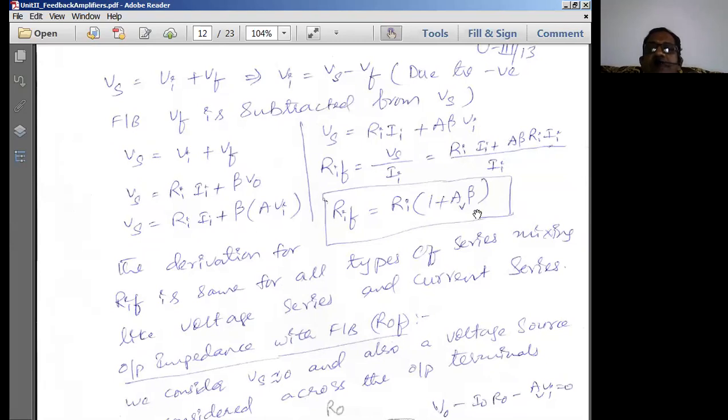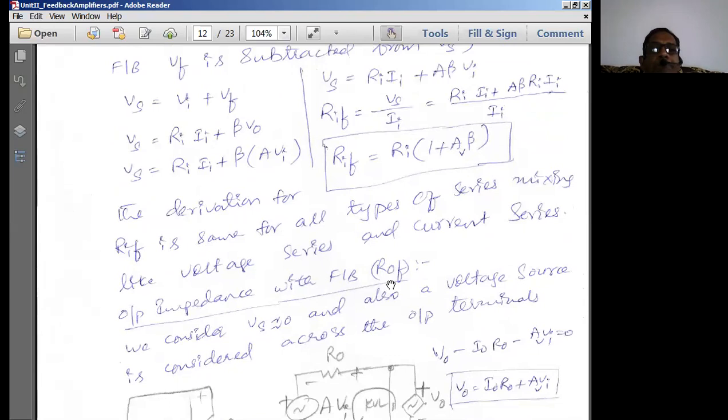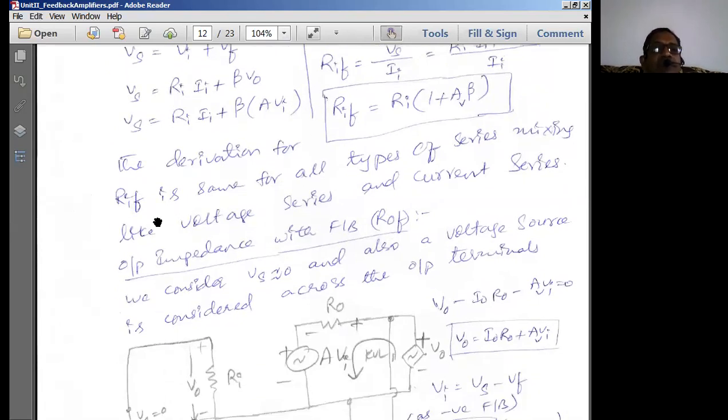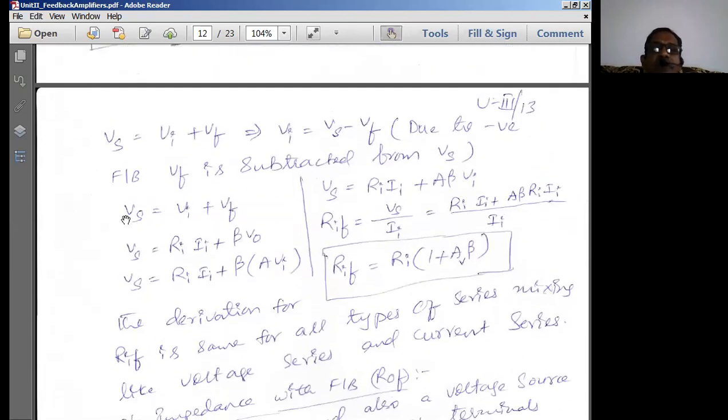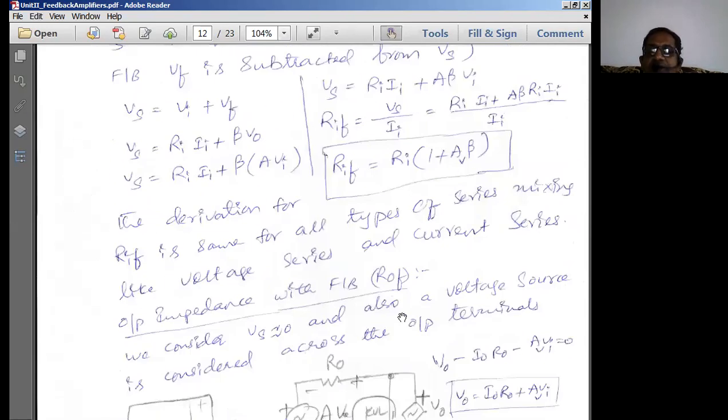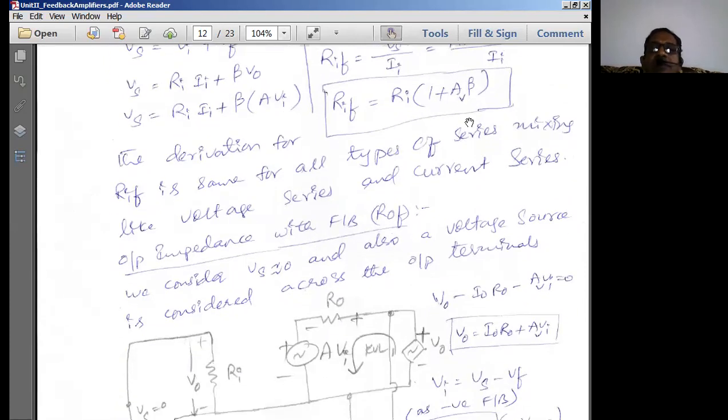So this A can be replaced with AV, because it is a voltage dependent voltage source. It is converted like a voltage dependent voltage source, so I can write this as AV. Now, the derivation for Rif is the same for all types of series mixing, like voltage series and current series. Whenever we derive for current series, the same derivation can be applied because it is series mixing. So for current series also, input resistance has to be compulsorily increasing. Therefore, this derivation holds good for current series as well.